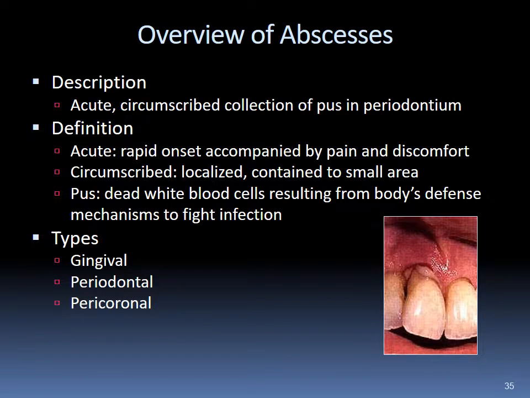The description of an abscess is the acute, circumscribed collection of pus in the periodontium. Acute is the rapid onset, accompanied by pain and discomfort. Circumscribed defines the location as a small, localized area. Pus is an accumulation of dead white blood cells resulting from the body's defense mechanisms to fight infection. Types of abscesses include gingival, periodontal and pericoronal.